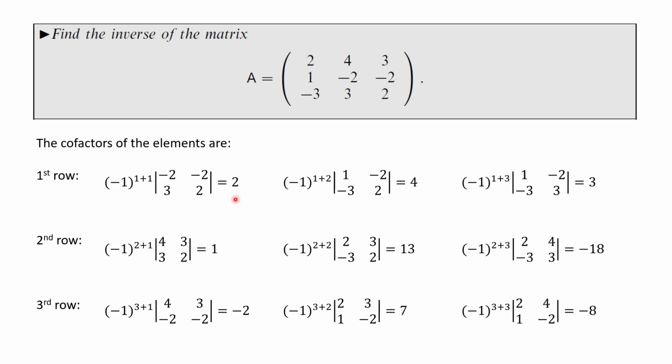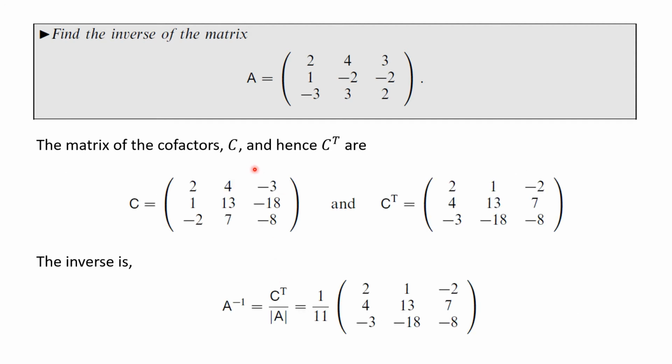On the first row, we have 2, 4, and negative 3. On the second row, we have 1, 13, and negative 18. On your third row, we have negative 2, 7, and negative 8. We're going to write these elements in a matrix, which we will define as your matrix C. The matrix of your cofactor C is the following. You have your C that's equal to 2, 4, negative 3, 1, 13, negative 18, negative 2, 7, and negative 8.